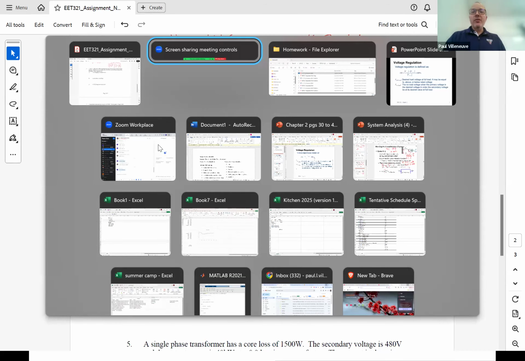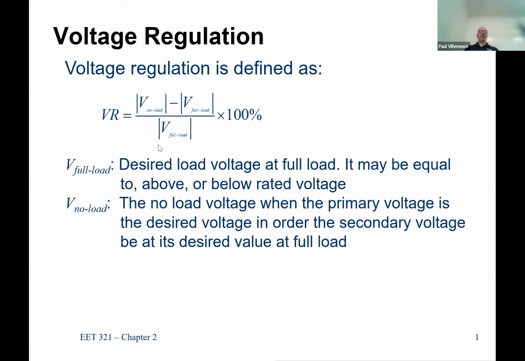All right, let's go back to PowerPoint. So voltage regulation, problem number 4 in the homework. Voltage regulation is another way to say the quality of a supply. It's a scalar number, so we can't have any angles associated with our j terms. It only has to be magnitudes. So how do we calculate it? We take the magnitude of V no load, and we subtract V full load, and we divide it by the full load value.